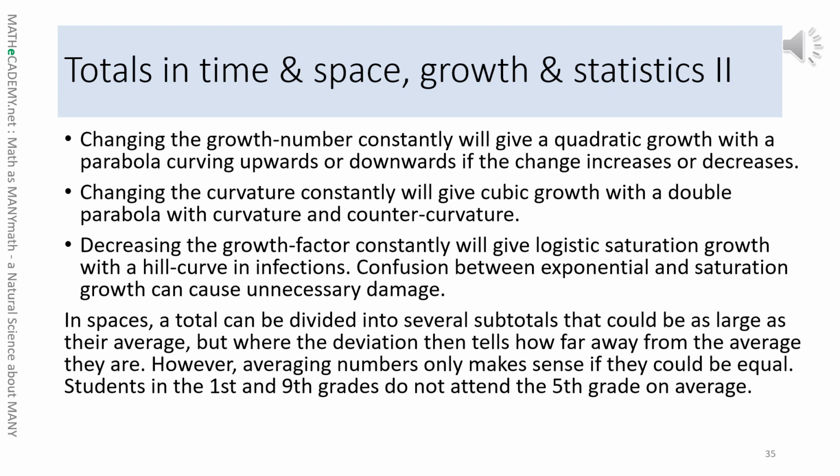In space, a total can be divided into several subtotals that could be as large as their average, but where the deviation then tells how far away from the average they are. However, averaging numbers only makes sense if they could be equal. Students in the 1st and 9th grades do not attend the 5th grade on average.